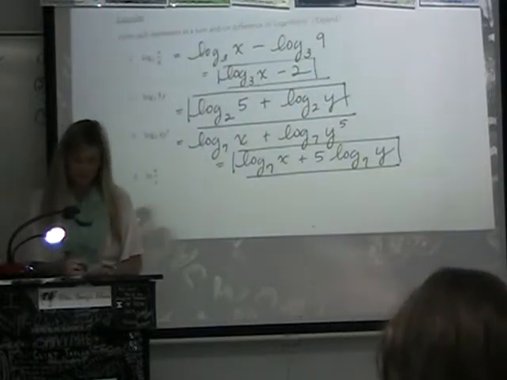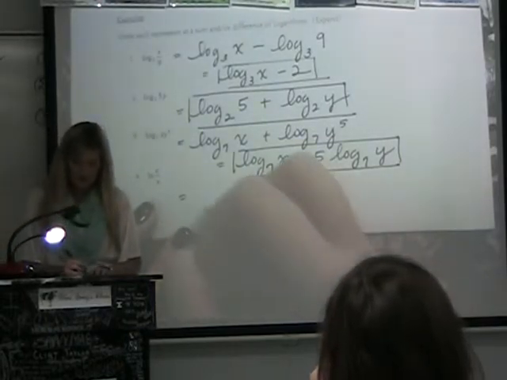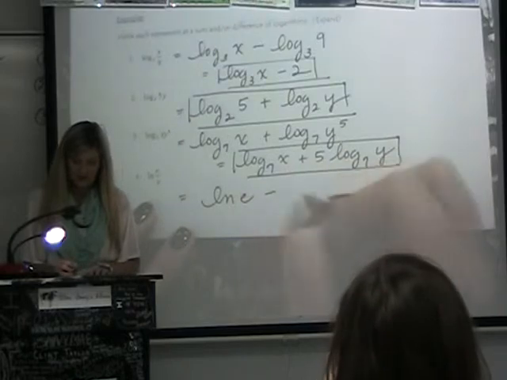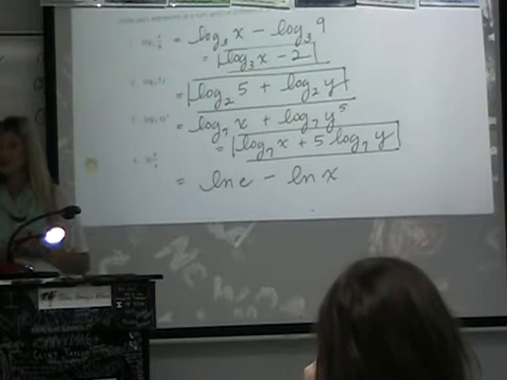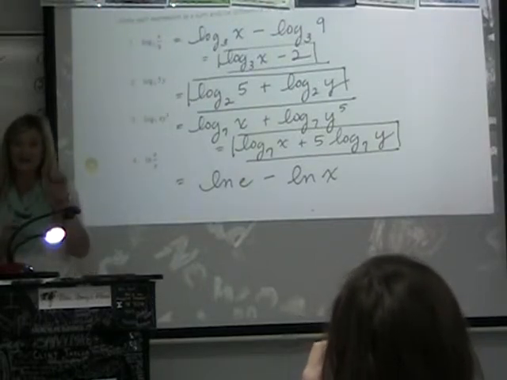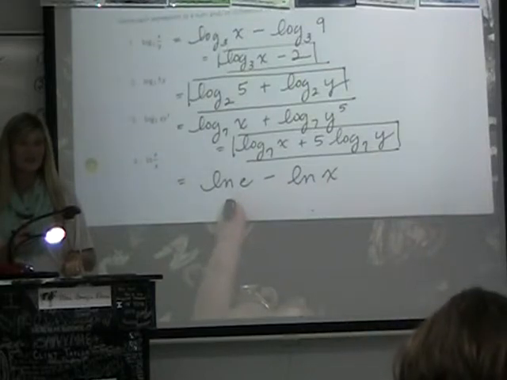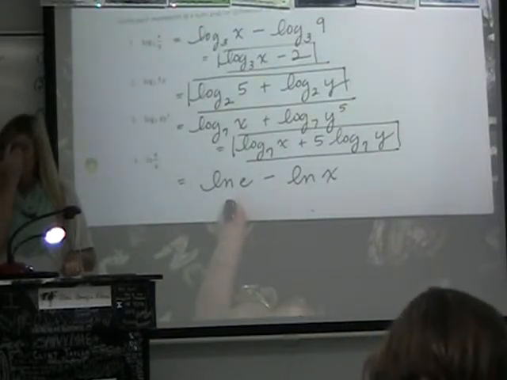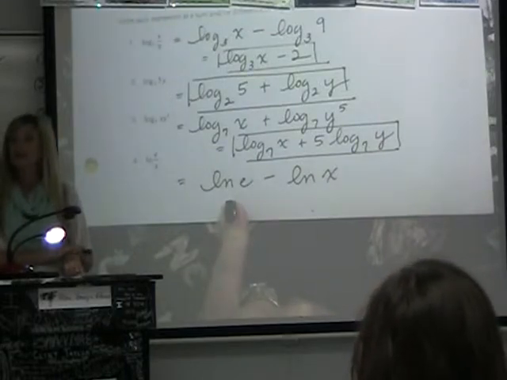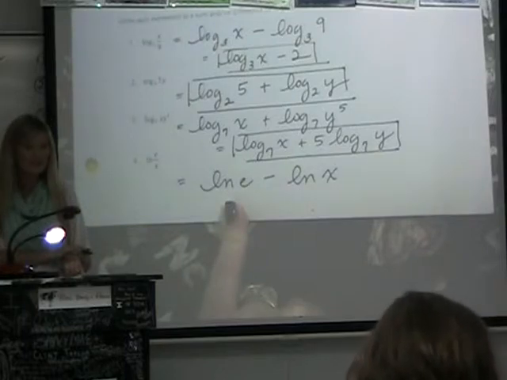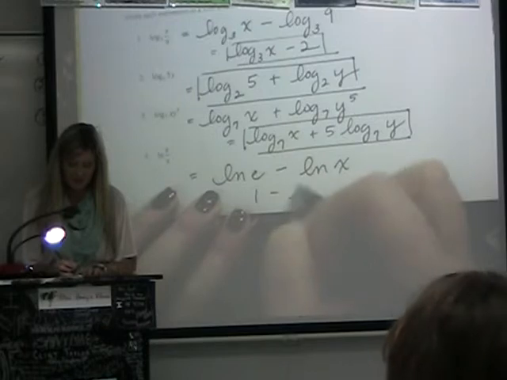Number 4. Division implies subtraction again. So ln of e minus ln of x. Now that's expanded as far as I can go, but I can certainly simplify one step further. Natural log of e, that's one of my properties from the beginning. What's it equal to? Ln of e is equal to 1, because it's just going to be your exponent, and the exponent on e is just 1. So you're going to write it as 1 minus ln of x.